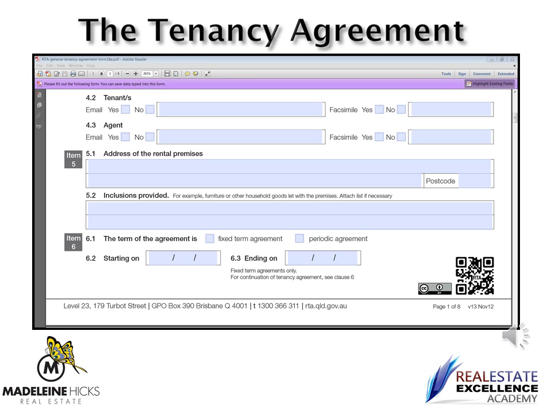Item 6 states the term of your agreement, and 6.2 states the starting date of the contract plus the ending date of the agreement. Please note, if there's an ending date of the agreement, it doesn't mean the agreement ends on that date automatically. Notice timeframes and forms have to be issued by either party to end the agreement. The tenancy does not automatically end on the end date of the agreement.